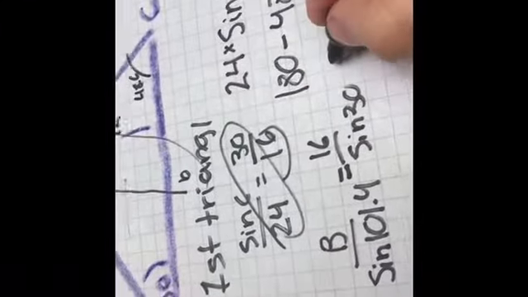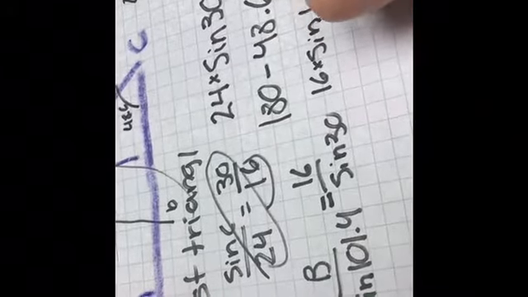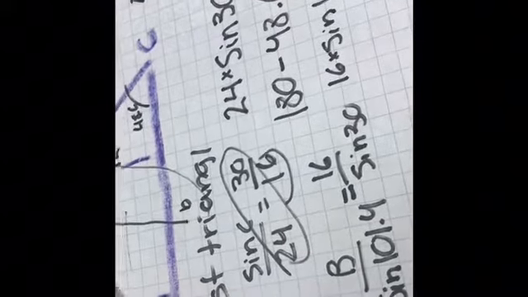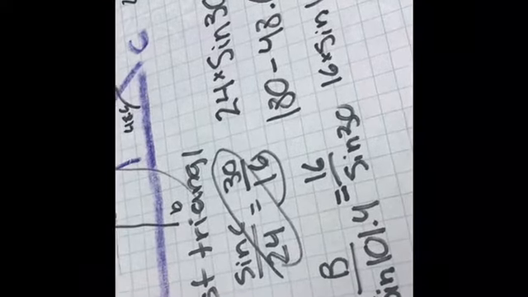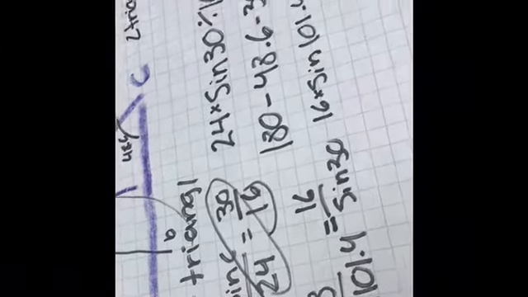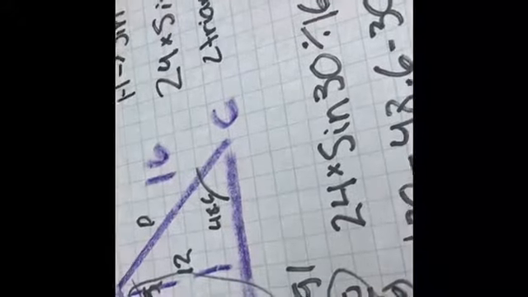Cross multiply and divide. We got 16 times sin 101.4 times sin 30, and it equals 7.84.